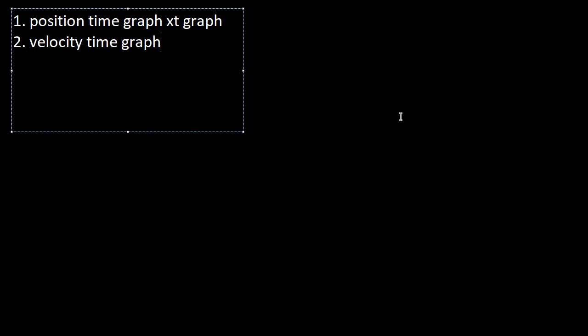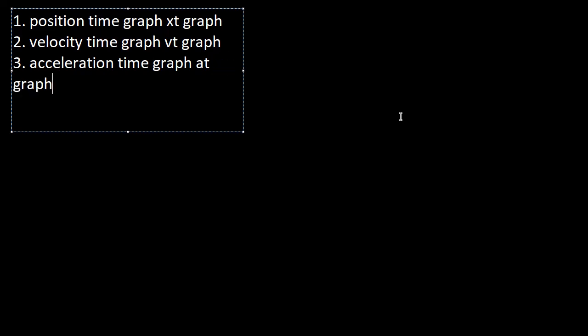Hello, in the last class we had gone through an introduction on the graphs of motion, and we had seen that there are basically three graphs that we have to discuss. The first one is the position time graph, also called the XT graph, right? And the second one is the velocity time graph, called the VT graph. And thirdly, we had the acceleration time graph, called the AT graph, right?